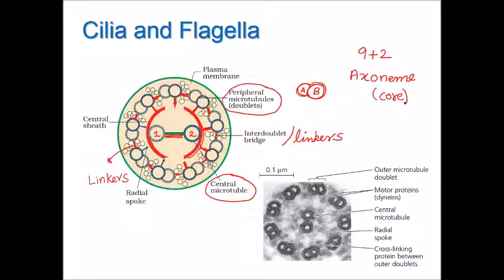And which one is protected by the central sheath? Is it the peripheral or the central ring? Central. The central one will be protected by a sheath. How many radial spokes are there? 9. 9 radial spokes.